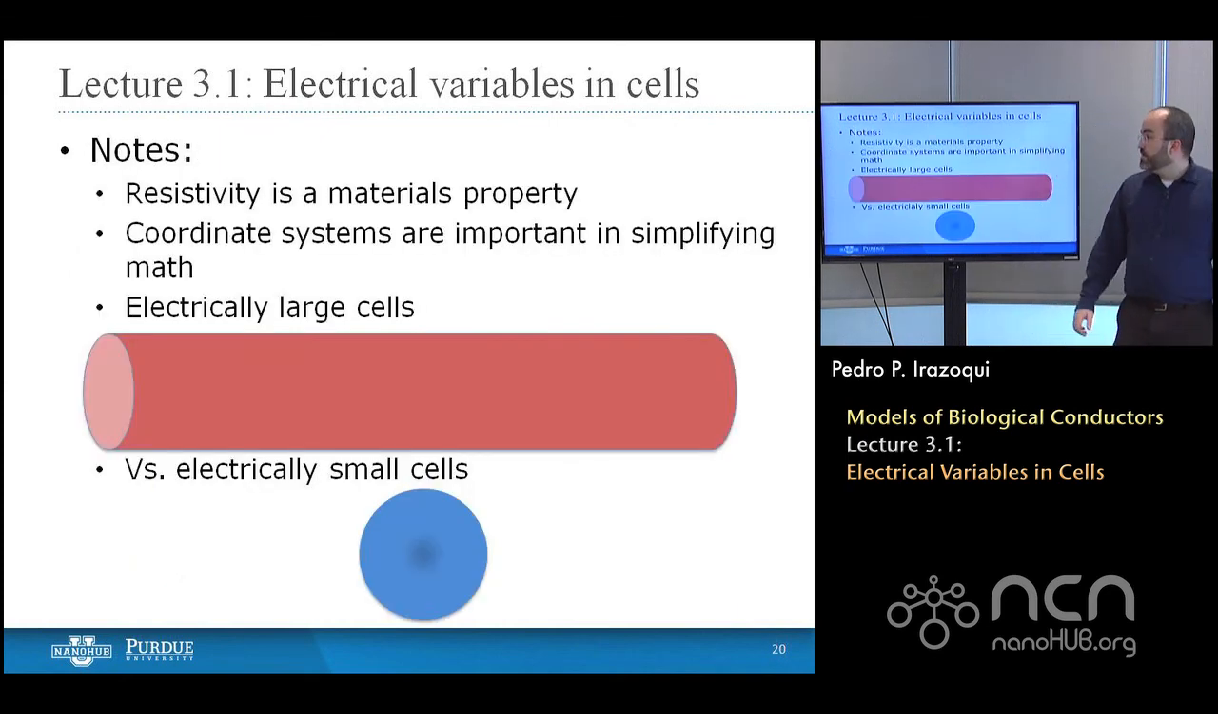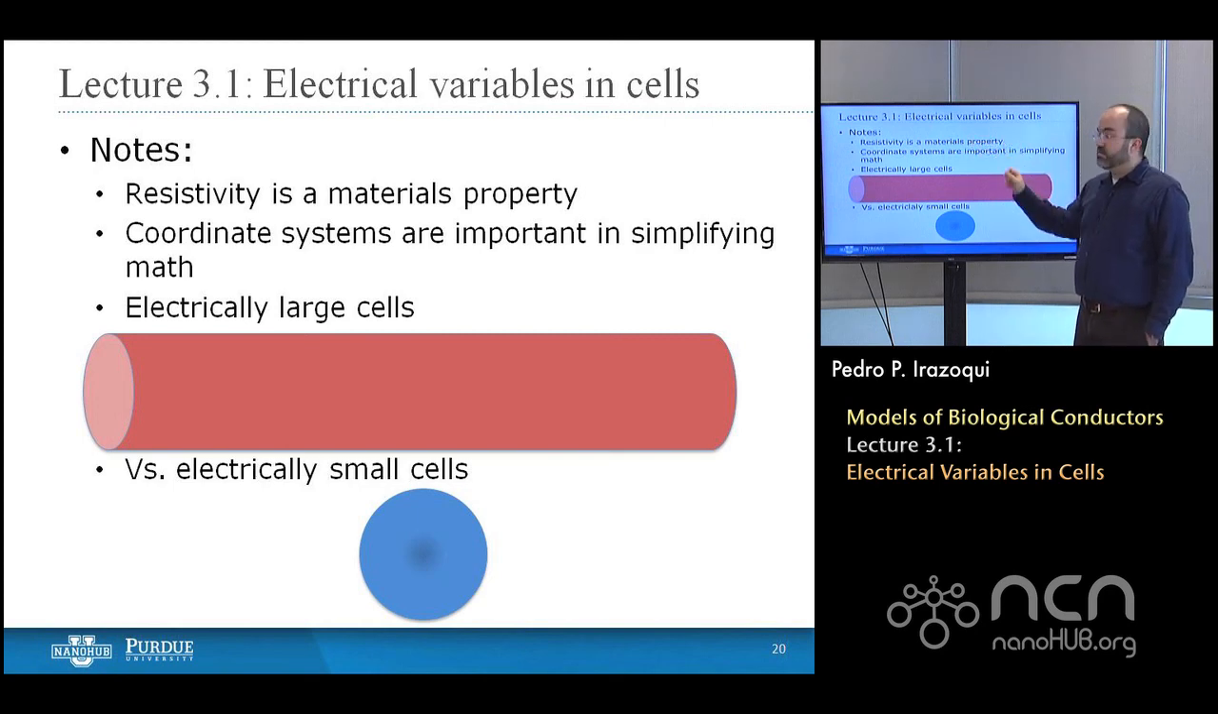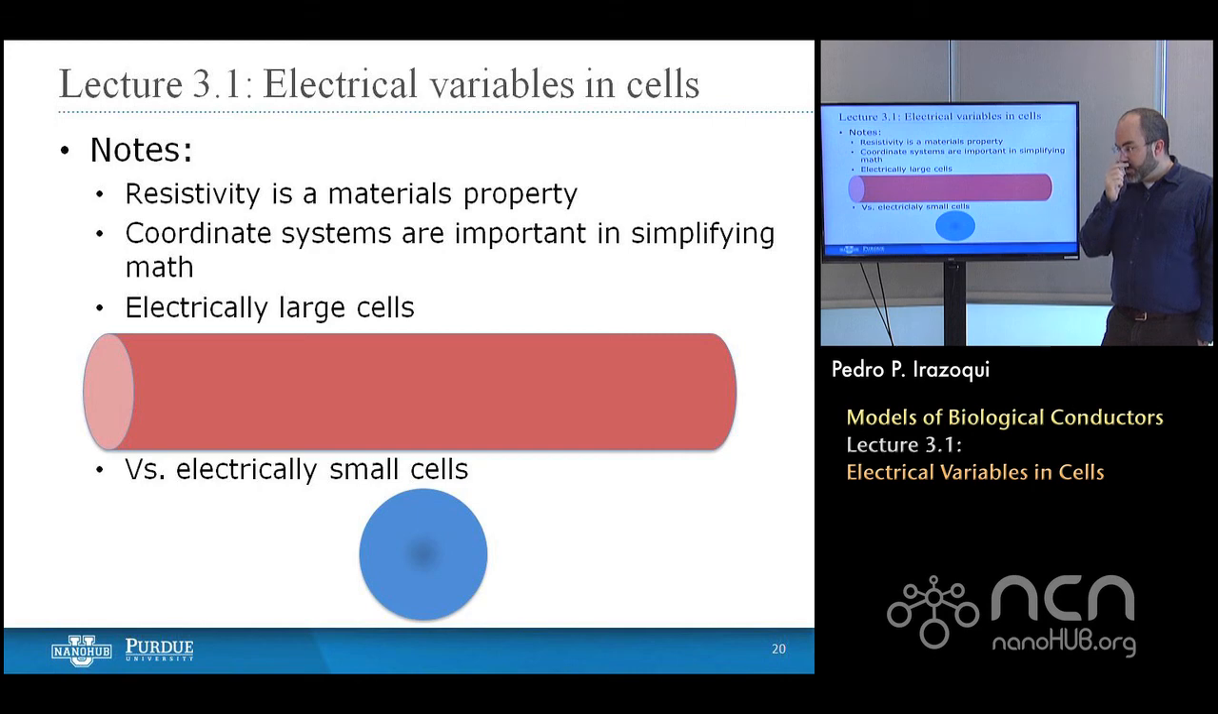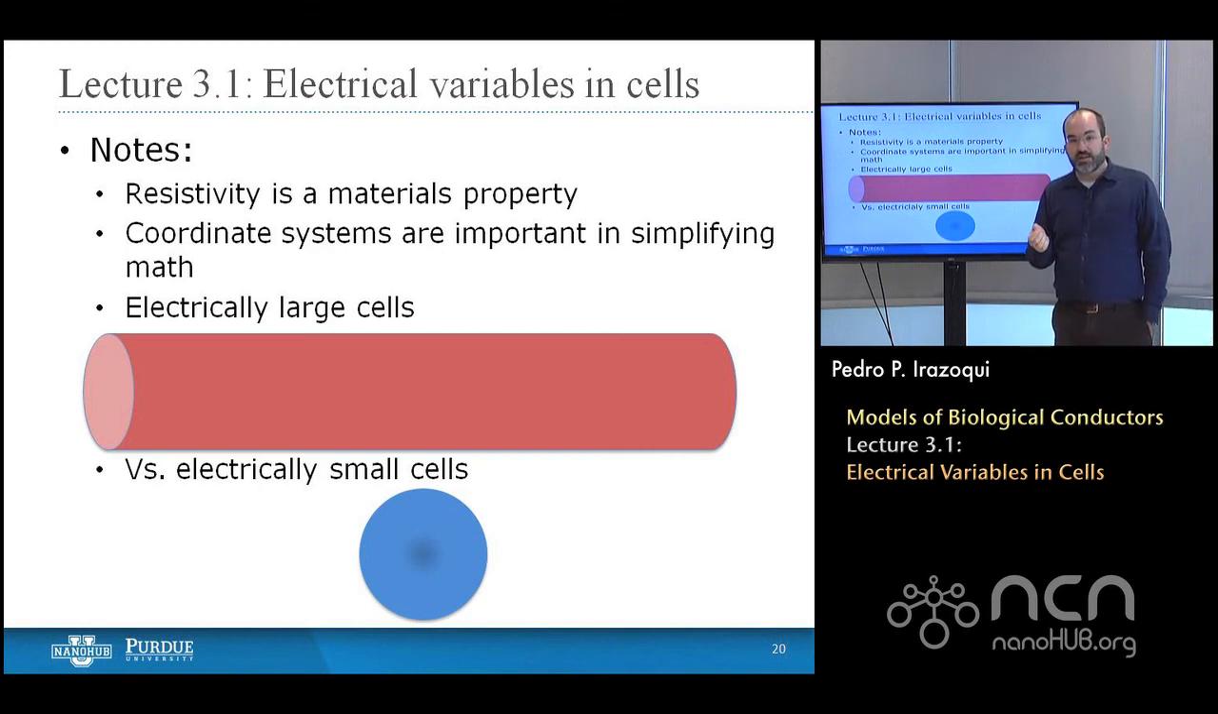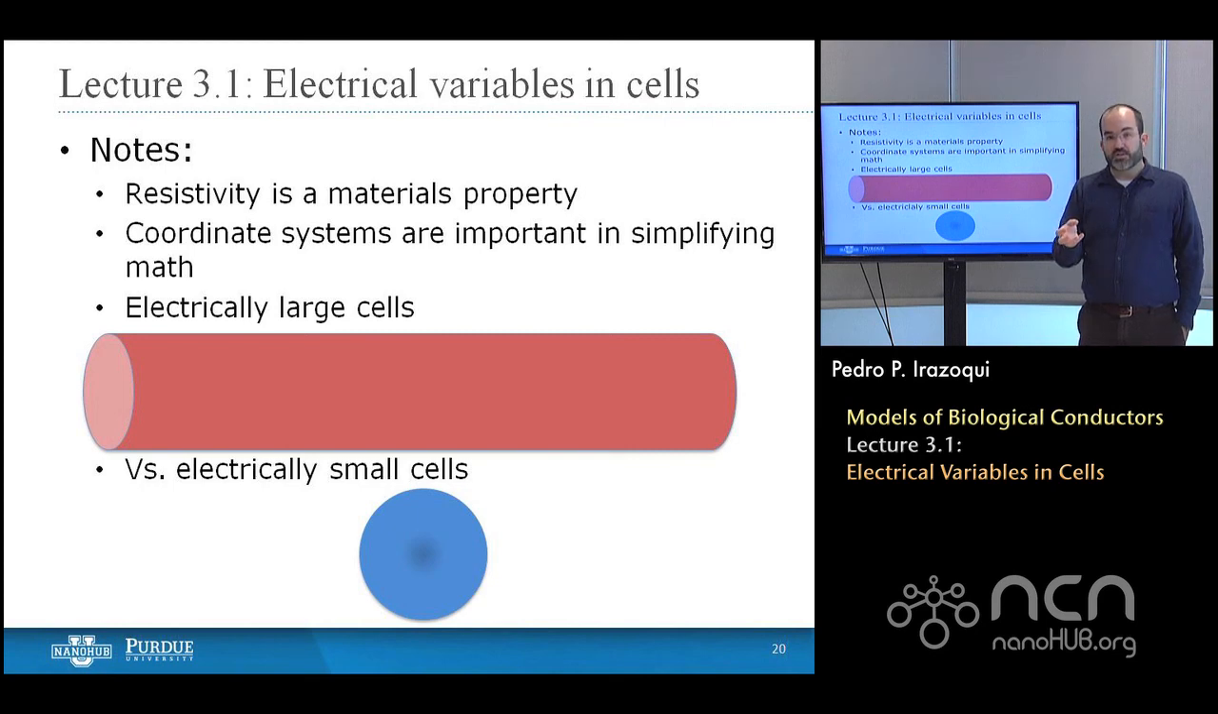Some notes. The resistivity, I mentioned before, I'll repeat it again, is a materials property. So the resistivity is not a variable. It is a constant that is defined by the material that you're looking at, by the cell structure that you're looking at. Different neurons might have different resistivities, but for a particular cell, that resistivity is going to be fixed. Now, the resistance may change over time as you open and close ion channels, but the resistivity of the membrane itself will be fixed.